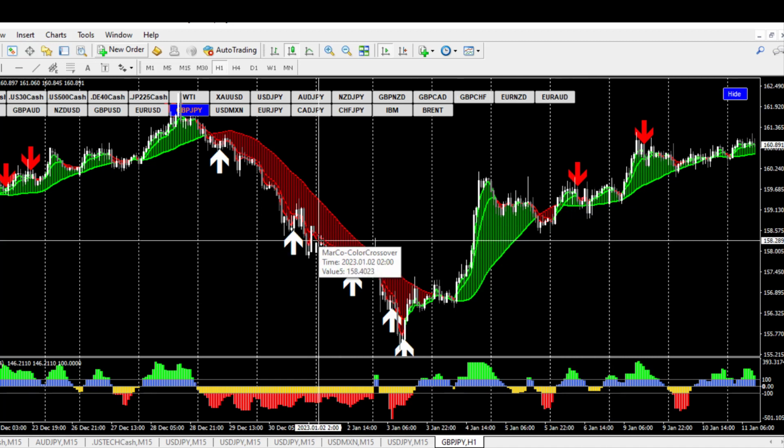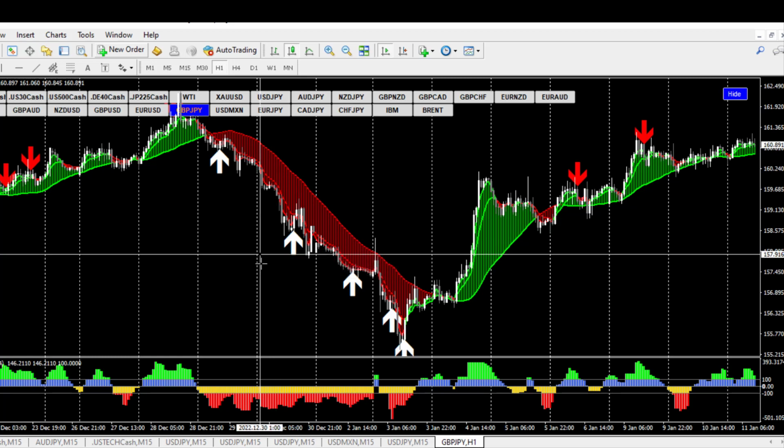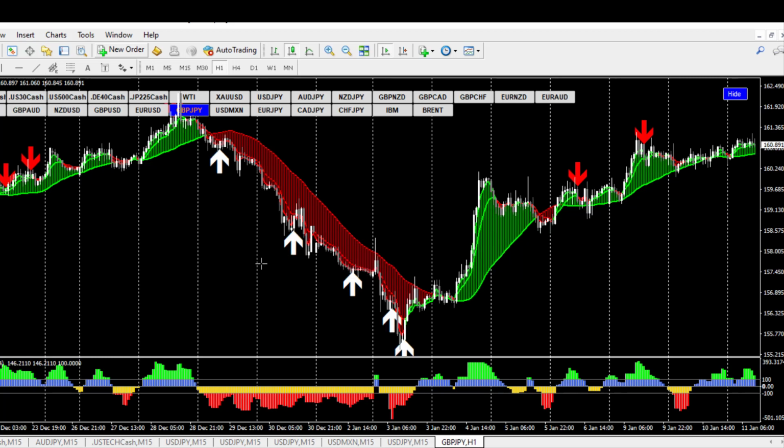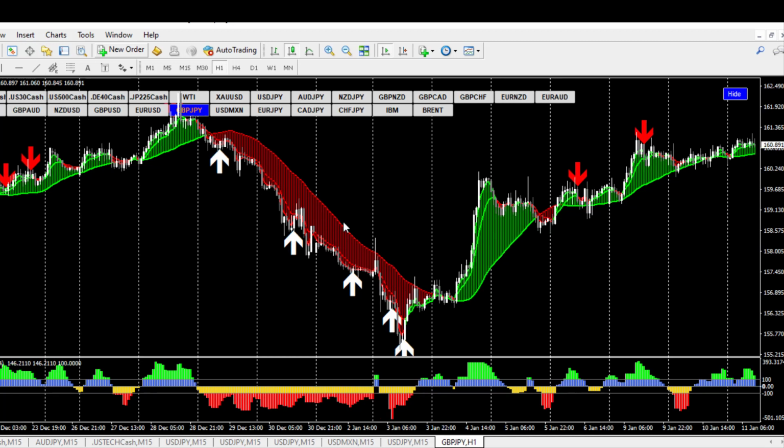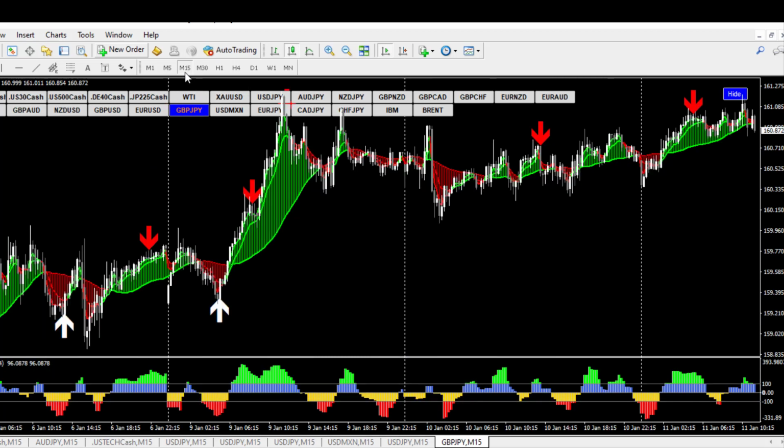This is GJ, Great Britain's pounds and Japanese yen, and on this 1 hour time frame you can see good trend. You can find good trend on this particular pair. This is 1 hour. If you change to lower time frame like 15 minutes, it is not as good as this 1 hour time frame. That's why I said you must make sure you check which time frame works well on the pair you want to trade before you use it.